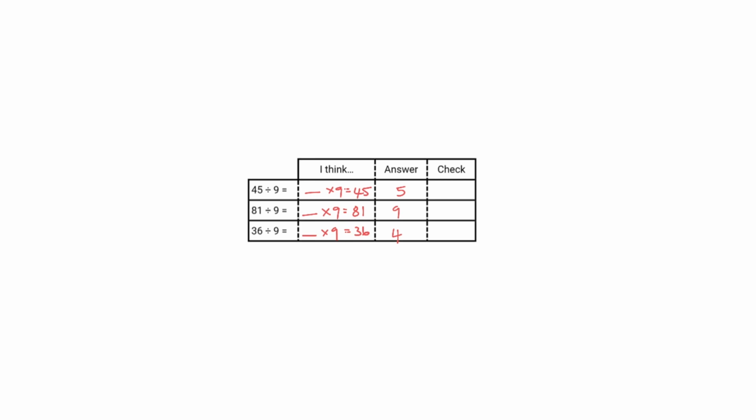Now, if you've done the times 9 video, you'll know that there's a quick way to work out your 9 times table, so you can use that to check your answers. For example, if we look at 5 times 9, we know that we work that out by going 50 minus 5, which we know is 45, so that's correct. This next one, 9 times 9, we would say 90 minus 9, which we know is 81, so that's correct. And this last one, 4 times 9, we would work out by going 40 minus 4, which is 36, so we know our answer is correct.